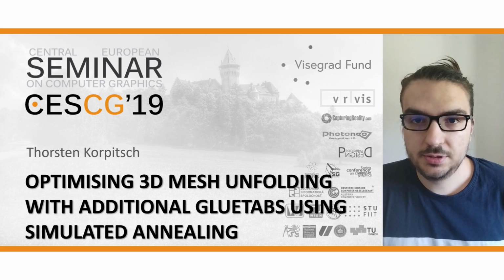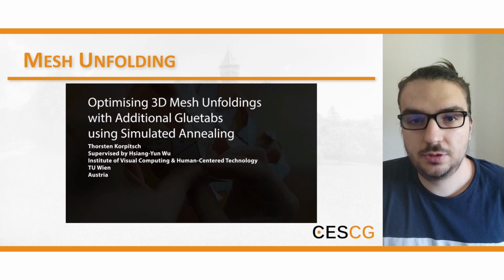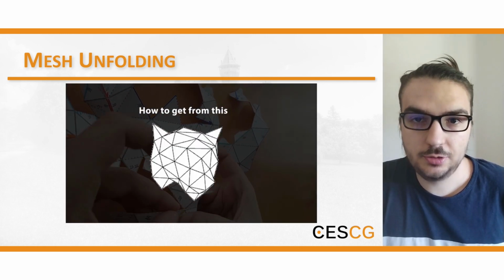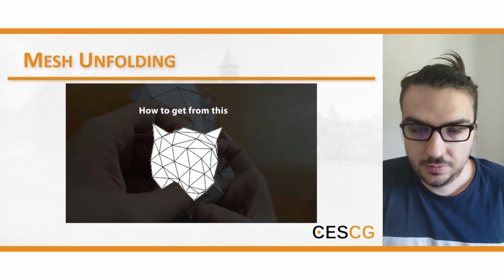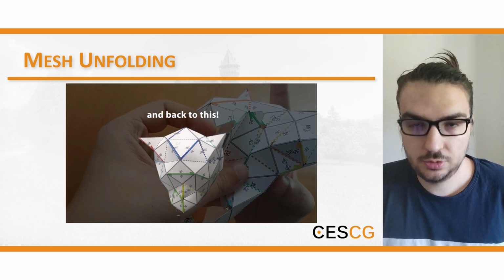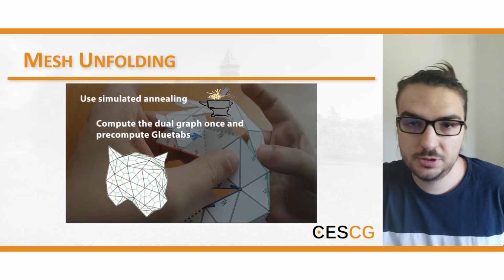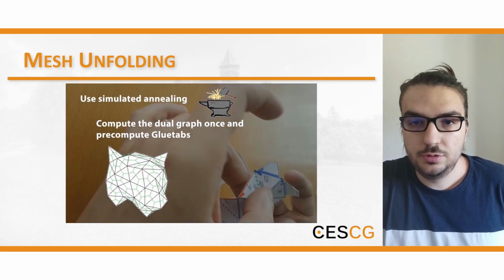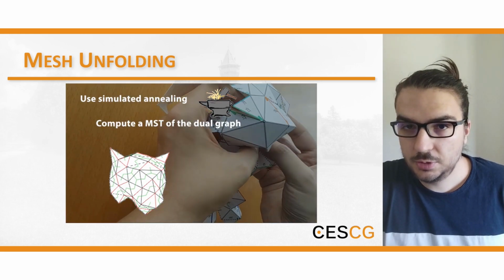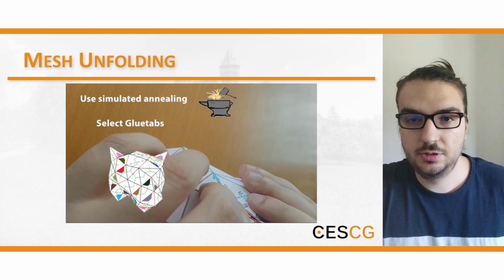Hello, my name is Thorsten Kopic. I'm from the Technical University of Vienna. I'll be talking about 3D mesh unfolding and how to optimize it. So if you're interested in a novel meta-heuristic approach on how to unfold 3D meshes and additionally assign glue types to make it easier for users to reconstruct the model, then I'll be happy if you visit my talk.